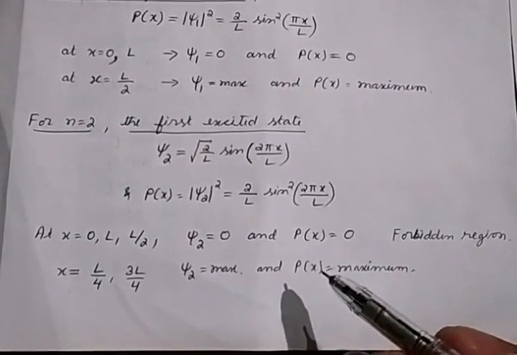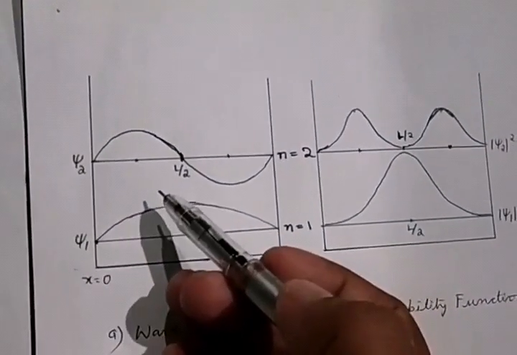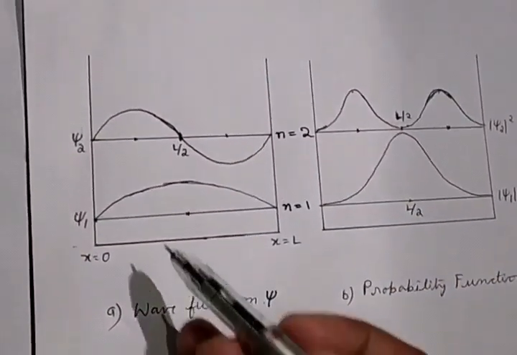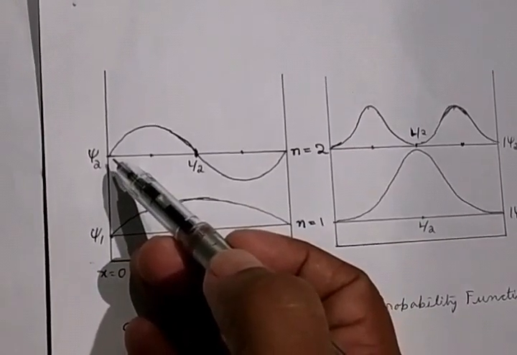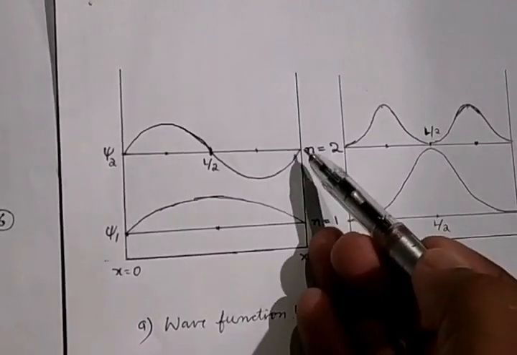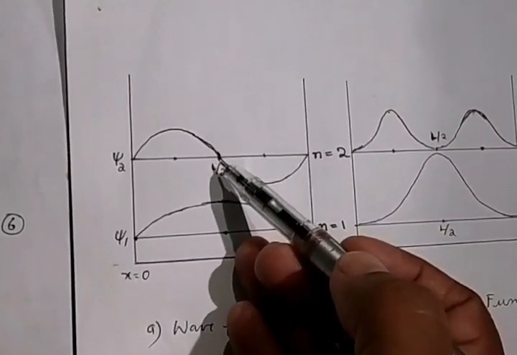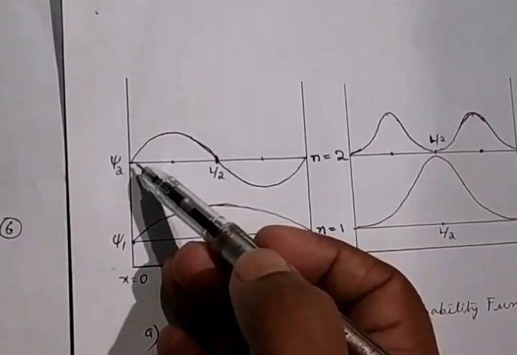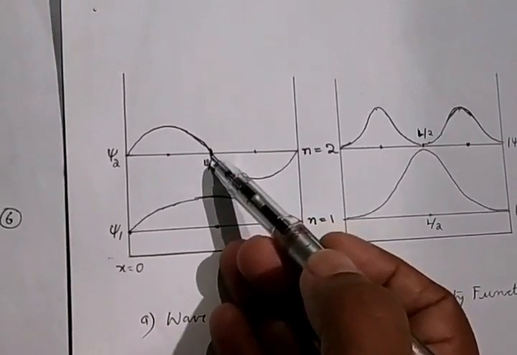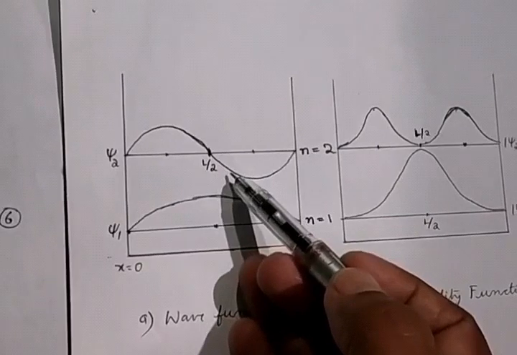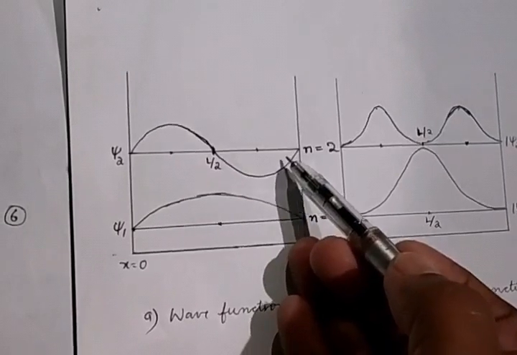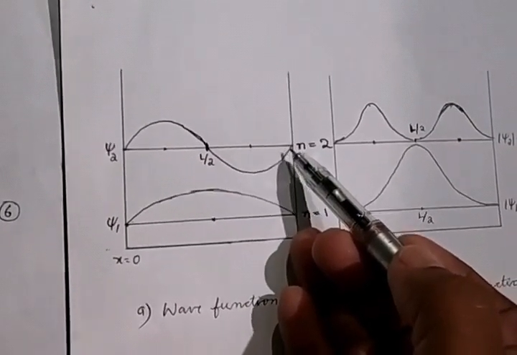Now represent this in the form of a graph. You have another curve here for n equal to 2, the first excited state. For the wave function psi, it becomes 0 at the two boundaries, x equal to 0 and x equal to L, and at x equal to L by 2 the wave function is also 0. The wave function goes like this, becomes maximum at L by 4, then decreases to 0, and then on the negative side it becomes maximum at 3L by 4 and then goes toward 0 again. So this is the wave function psi.